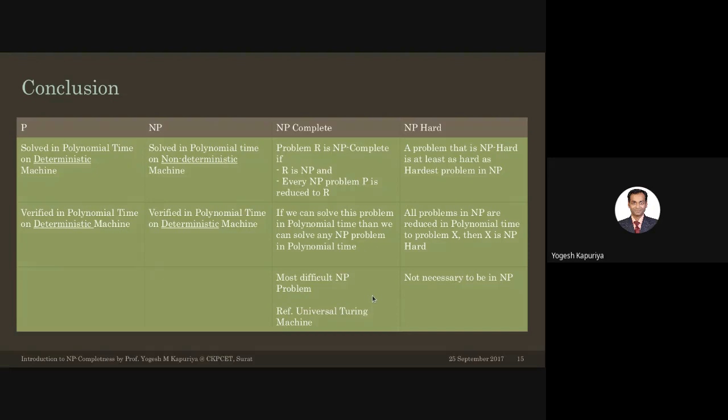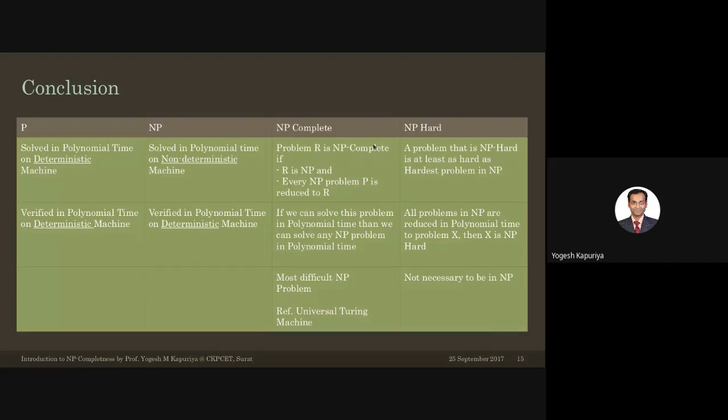Then NP problems are further divided into these two categories. I should not say they are further divided, because NP hard may be outside NP as well. So let's take it as a third category only. That is called NP complete problems. What is NP complete? NP complete means that a problem R is NP complete if R falls under this category, and second, every other problem in this category is reducible to R. If that is the case, then R can be said to be an NP complete problem.